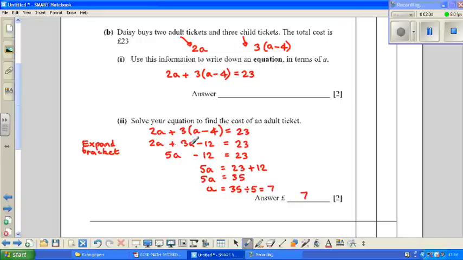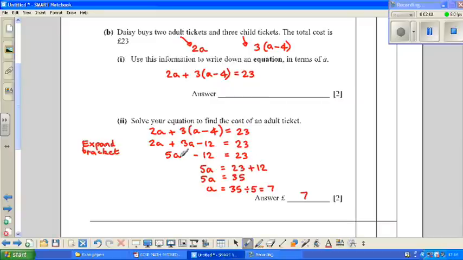So we've got 2A plus 3A here. They're the same type of term. They're both A terms, so we can add them together. So now we've got 2 plus 3 is 5A, minus 12 equals 23. Now we're ready to get the two numbers together, so we've got 23 over here and we've got a minus 12 on this side of the equation. So we're going to move the minus 12 over to the other side of the equation, and when we move it to the other side we have to remember to change the sign, so minus 12 becomes plus 12.